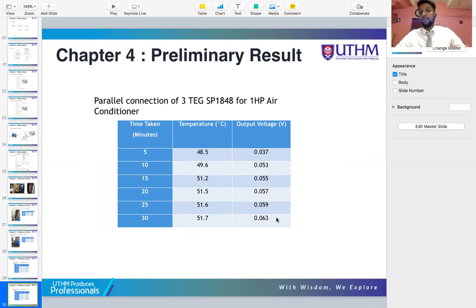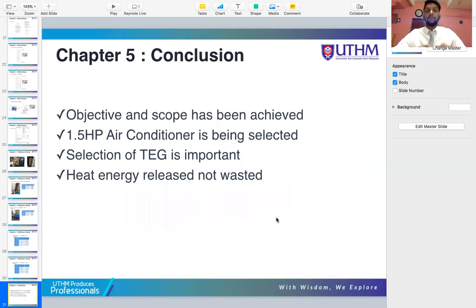So here comes the conclusion. The objective and scope have been achieved. The 1.5 horsepower air conditioner is selected, as I explained earlier, because it gives more output, which makes it easier for my battery to be charged in a shorter period of time.